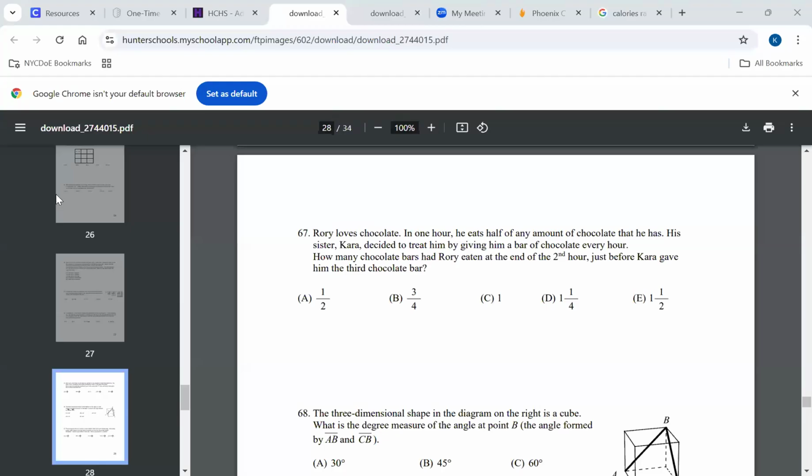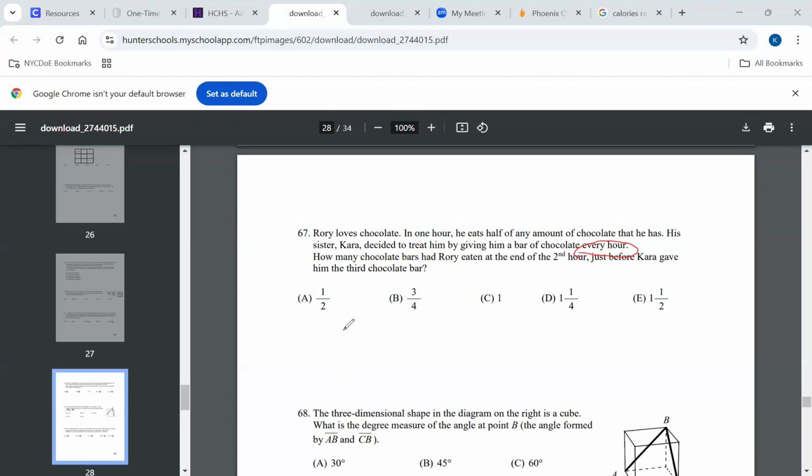So it says here for question 67 that Rory loves chocolate. In 1 hour, he eats half of any amount of chocolate that he has. His sister Kara decides to treat him by giving him a bar of chocolate every hour. How many chocolate bars had Rory eaten at the end of the second hour, just before Kara gave him the third chocolate bar?